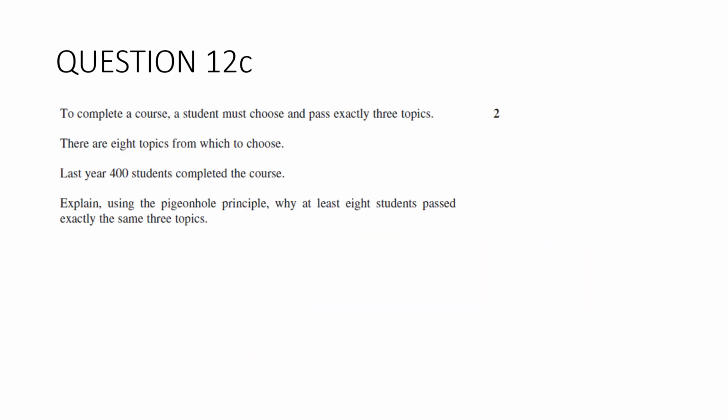Question 12c. To complete a course, a student must choose and pass exactly 3 topics. There are 8 topics from which to choose. Last year, 400 students completed the course. Explain using the pigeonhole principle why at least 8 students passed exactly the same 3 topics. All right, great question. We have to combine the pigeonhole principle with combinatorics. There are 8C3 ways to choose a combination of topics, so that's 56. So that's the pigeonholes. There are 400 pigeons.